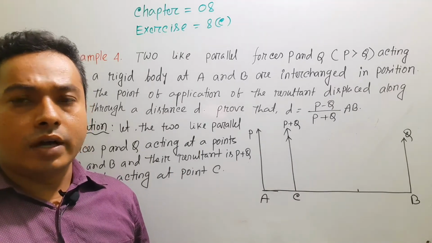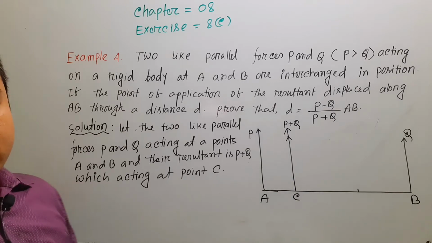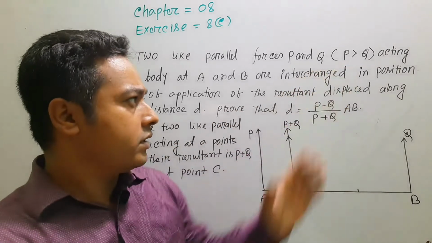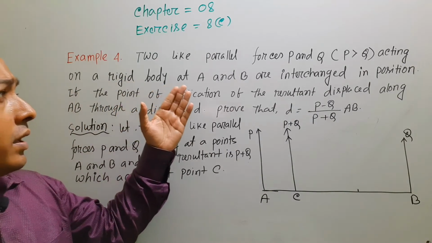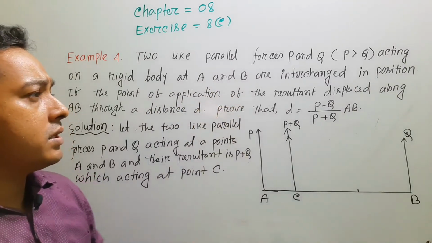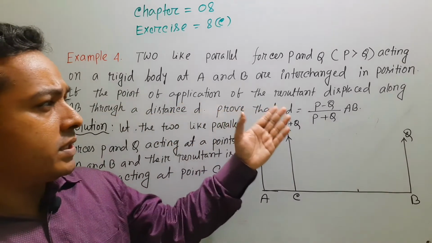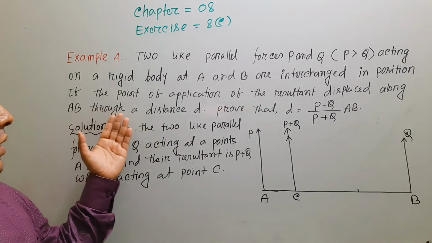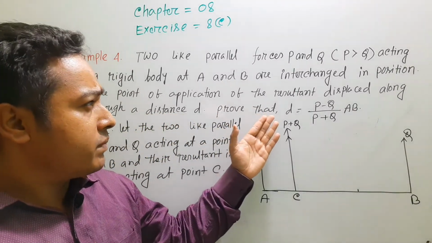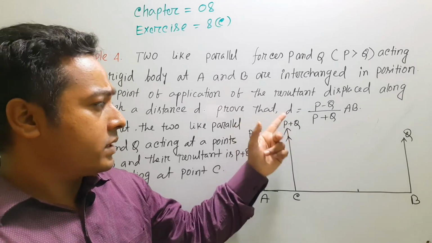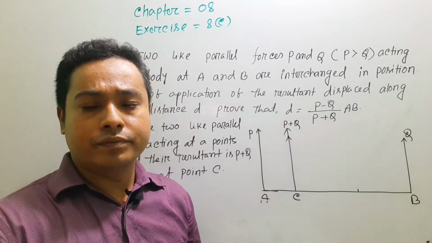Okay, dear student, now example 4. The question is: two like parallel forces P and Q, where P is greater than Q, acting on a rigid body at A and B, are interchanged in position. If the point of application of the resultant is displaced along AB through a distance D, prove that the displacement of the resultant D is equal to (P minus Q) divided by (P plus Q) into AB.